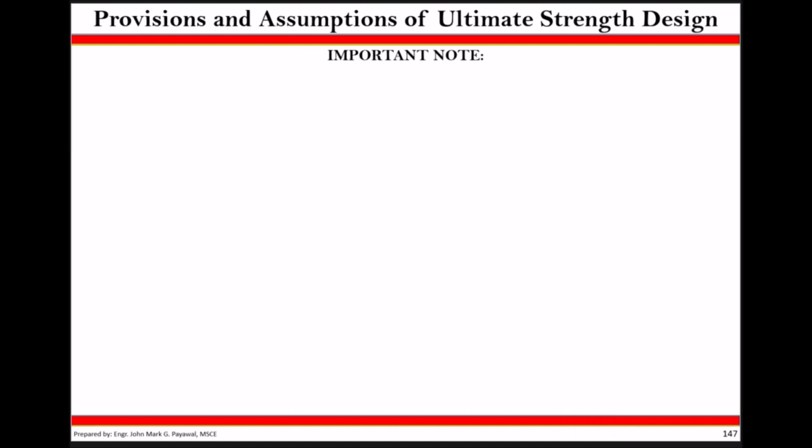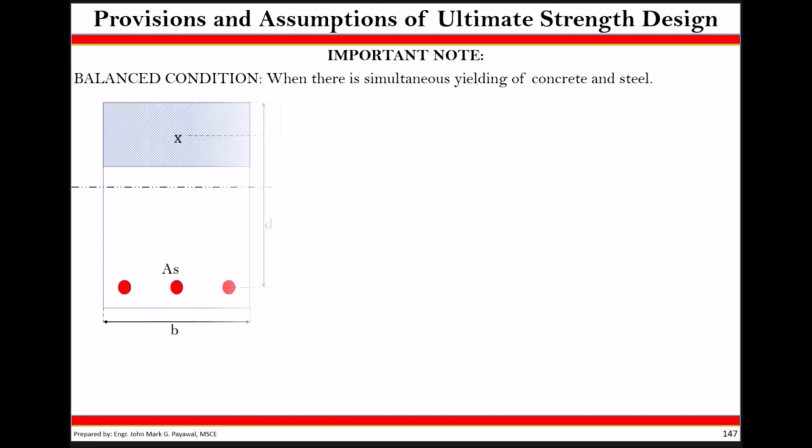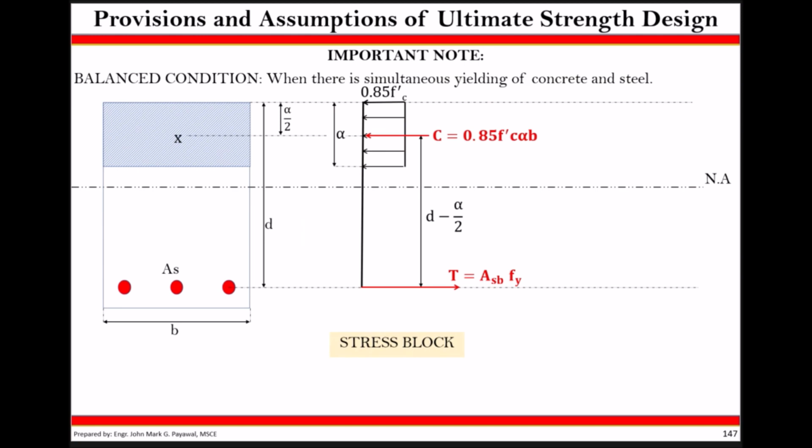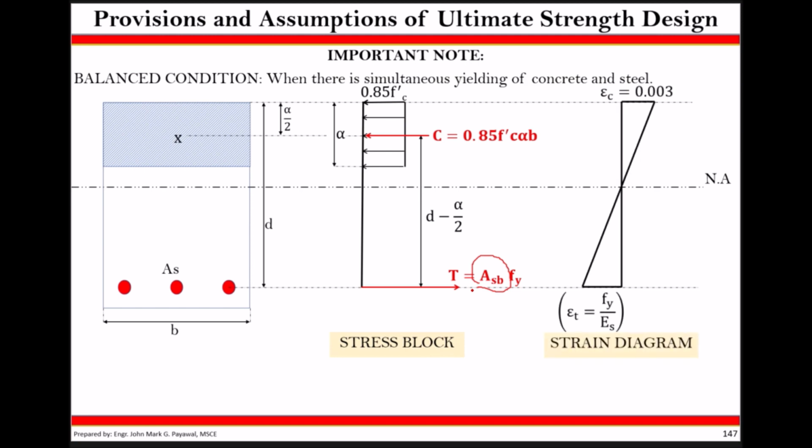As an important note, before we transition to problem solving, we have your balanced condition where there is simultaneous yielding of concrete and steel. This is the transformed section and then your stress block. Okay? Taking into account that because it's already balanced, I denoted that the area of your steel is under balanced condition. The strain diagram would be like this one. Balanced condition is always yielding. That's why we use fy. Concrete crushes at 0.003. And then the depth of your neutral axis is now c balanced.